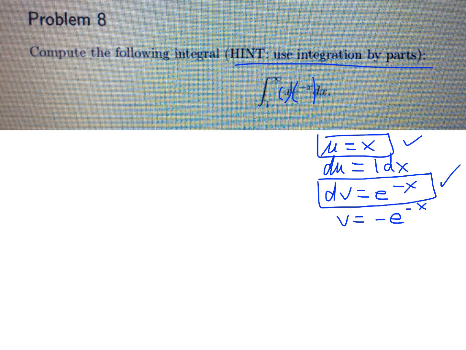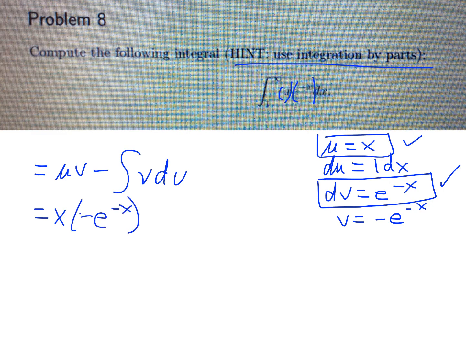And so the formula for the integral is uv minus the integral of v du. All we have to do now is fill things in. So uv just means x times negative e to the negative x, and then we're going to subtract the integral from 1 to infinity of v du. That's negative e to the negative x times du, which is just 1 dx.